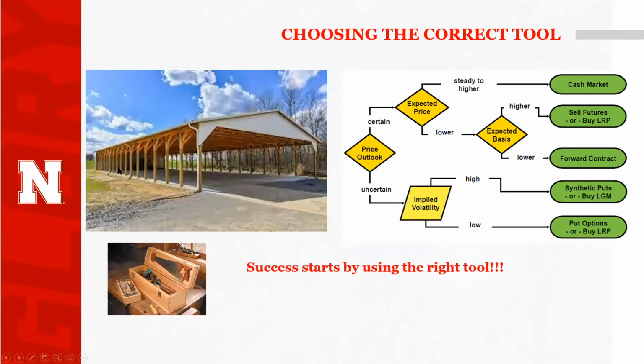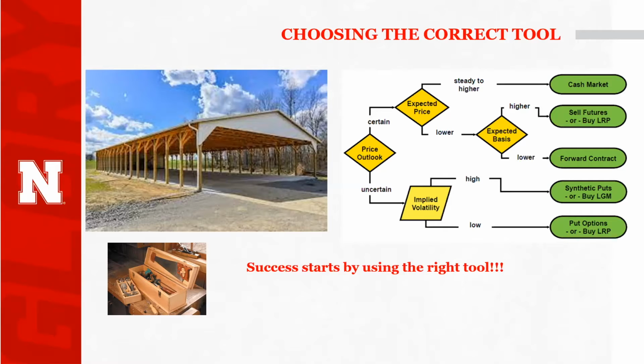It's important to note that these tools should be used in the right context. If we're building a shed, we have a toolbox of lots of things that we can use. We have hammers, we have saws, we have drills. Each one of them serves a certain purpose. So if we're going to measure out and cut a piece of board, we're not going to grab the hammer, because that's not the right tool for that action. The same thing can be said of price risk management tools. Each one of these tools works effectively in a certain scenario, a certain market situation.